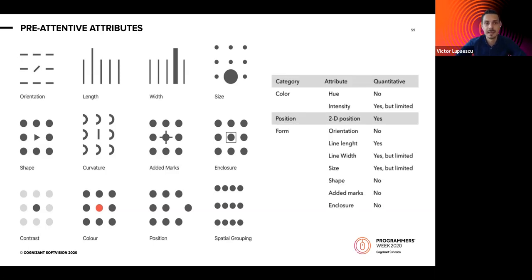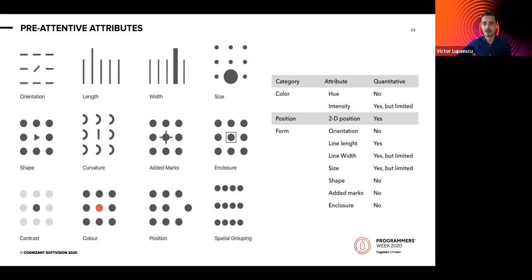For example, the orientation is not quantitative. So I can't say, or it's limited, right? Because I can't really say, okay, this is X times better than this one. Length, it's quantitative. I can say that that length is longer than the other by that much. Width, again, it is quantitative, but it's limited because I have to compare something a little bit harder. Size, it is quantitative, but it's limited because it's hard for me to compare these, and I'll show you an example. So all of these are good examples of pre-attentive attributes.